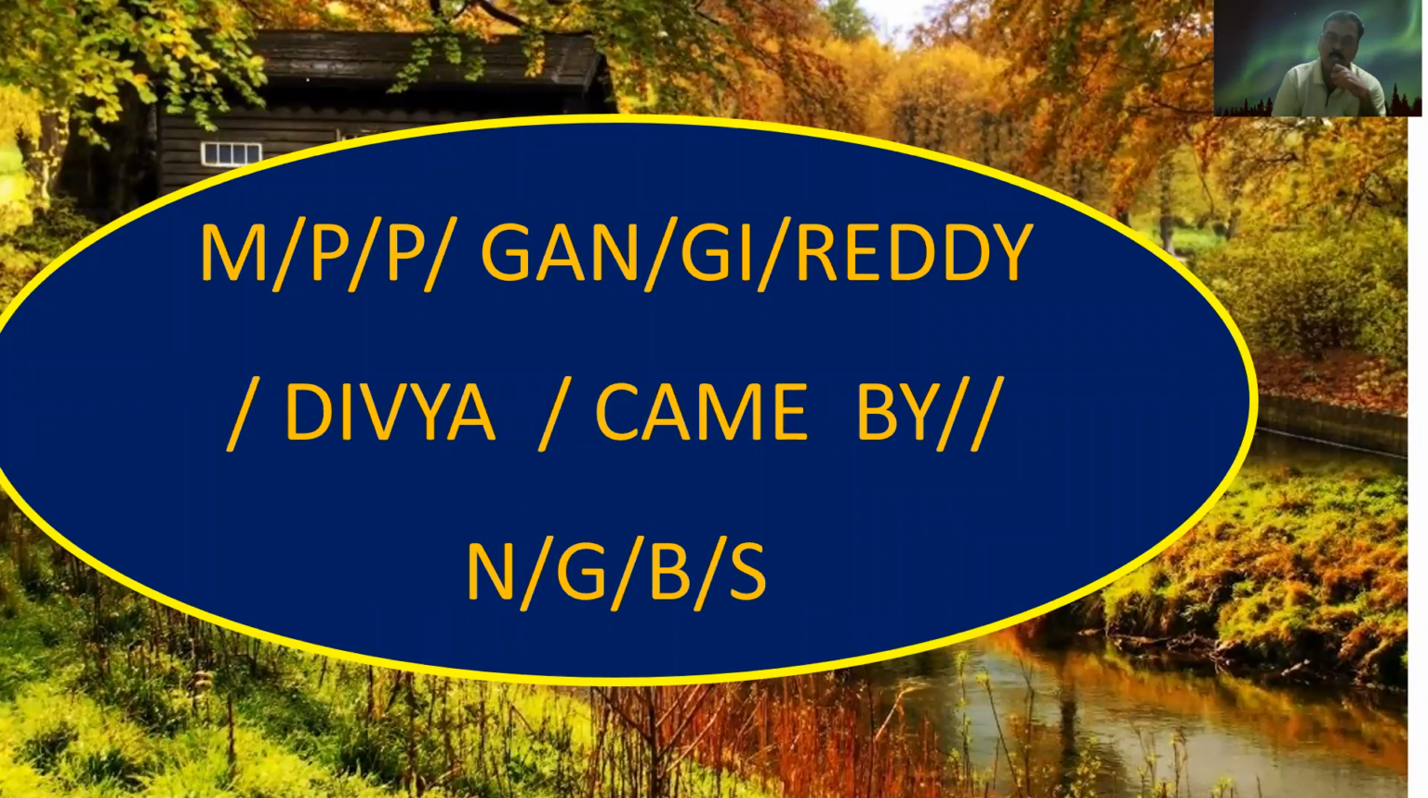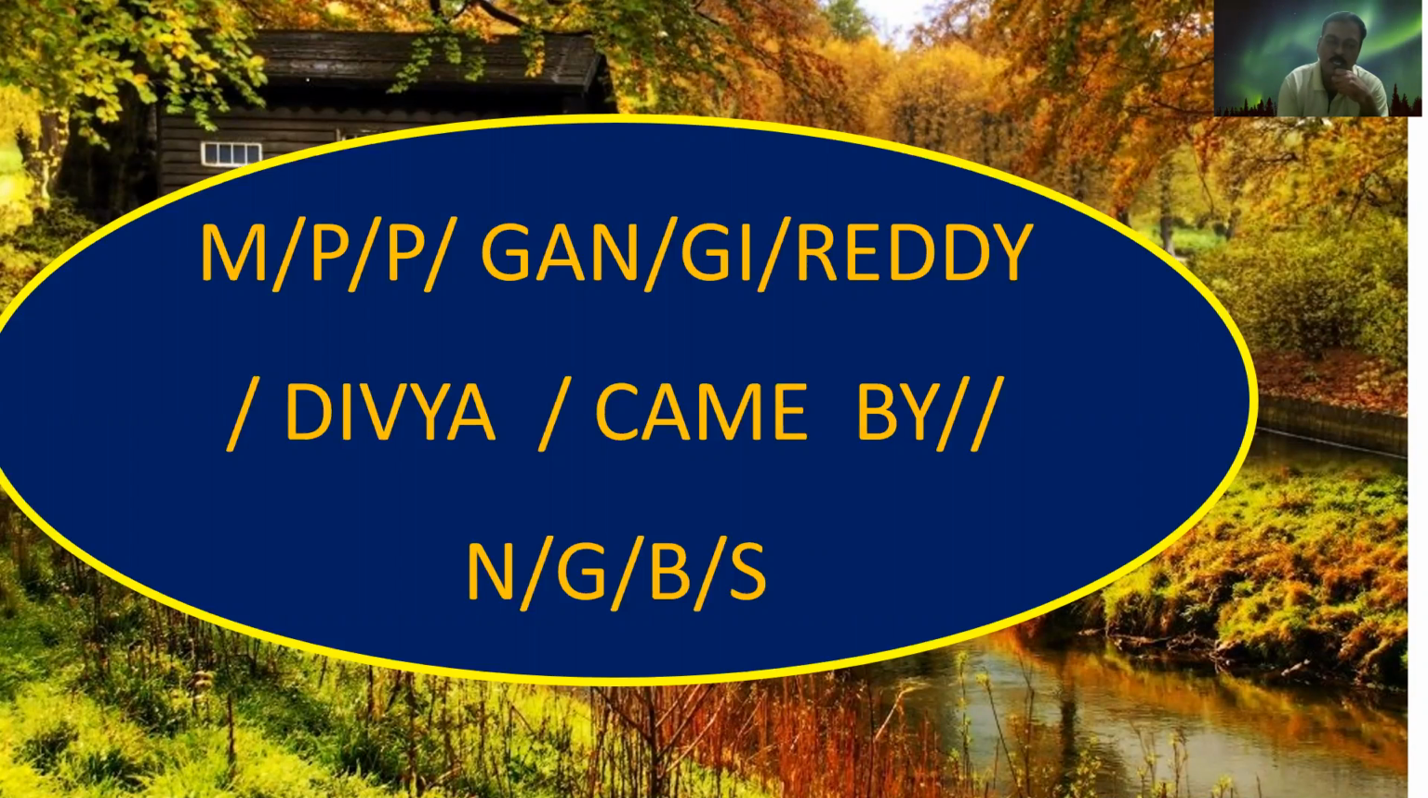I have developed a mnemonic for the polymorphism zooids. MPP Gangareddy Divya came by NGBS. Here MPP means medusoid theory, polyperson theory, polyorgan theory. GAN means gastrozooid. G means gonozooid. Divya means the dactylozooid. N means pneumatophore. G means gonophore, B means bract, and S means the swimming bells.